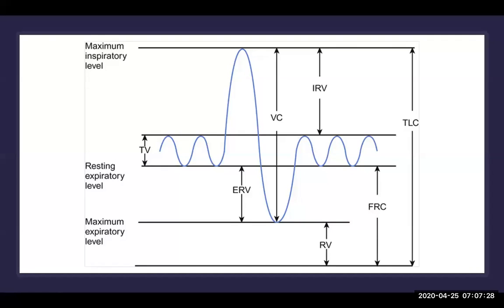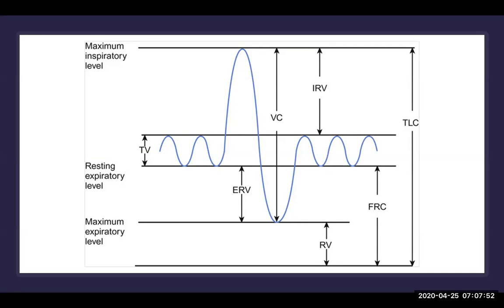Residual volume, RV, is the volume of air that remains in the lungs after maximal exhalation. It cannot be measured directly, but it can be calculated as 25% of the vital capacity, and we'll talk about what that is, in females, and about 33% of vital capacity in males. We always have between 1 and 3 liters, depending on our gender, of residual volume of air in our lungs at all times.